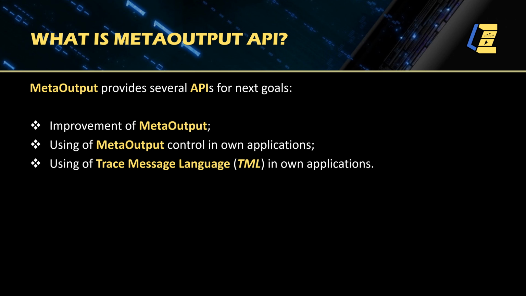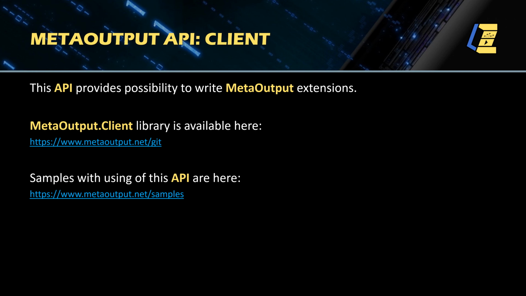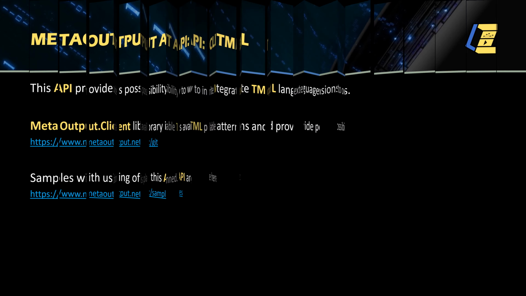MetaOutput API. Client. This API provides possibility to write MetaOutput extensions. MetaOutput client library is available by link on the screen. Samples with using of this API are available by link on the screen.